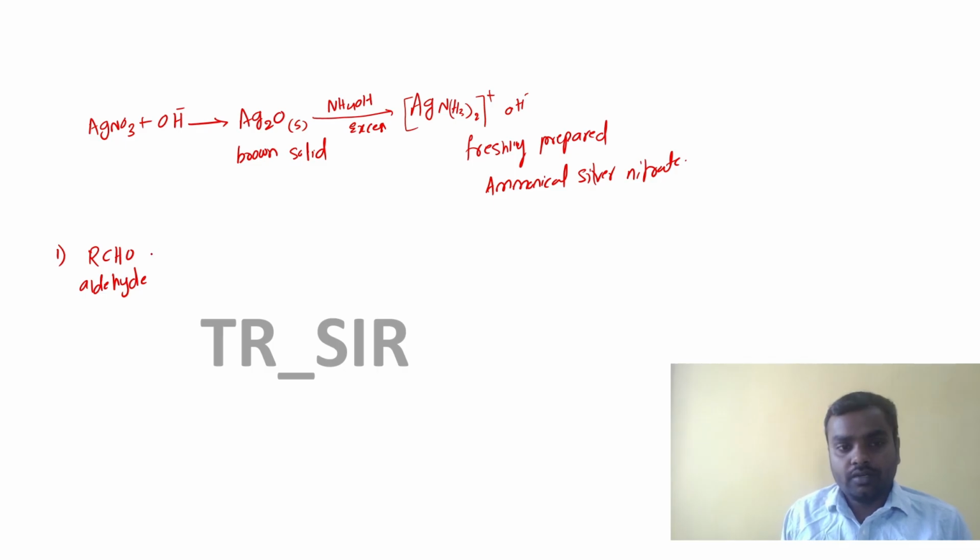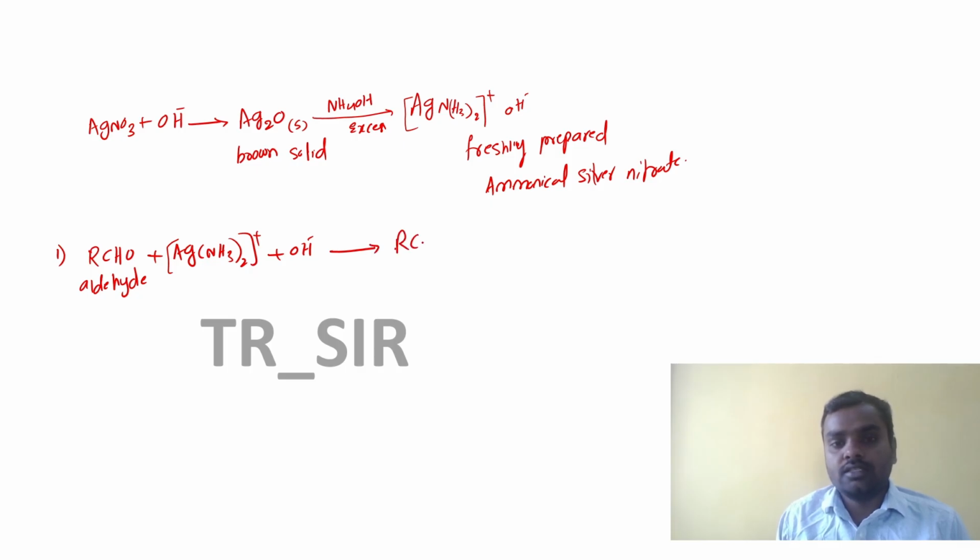Now, with aldehydes, what happens? We take this freshly prepared ammoniacal silver nitrate, [Ag(NH3)2]+, where silver is in the +1 state. In the alkaline medium, it will form RCOO- plus NH3. Then you will also be forming the silver mirror, a solid precipitate, along with water.